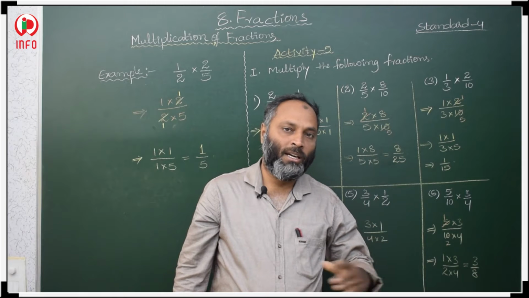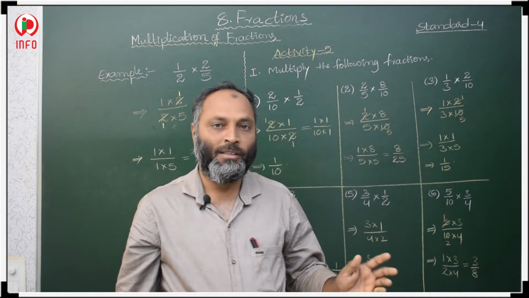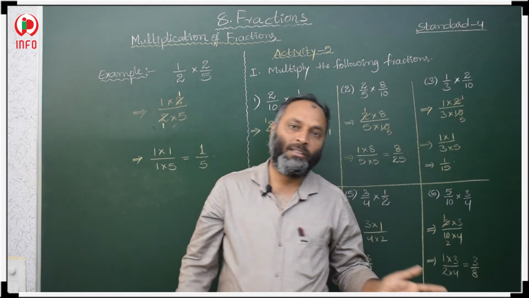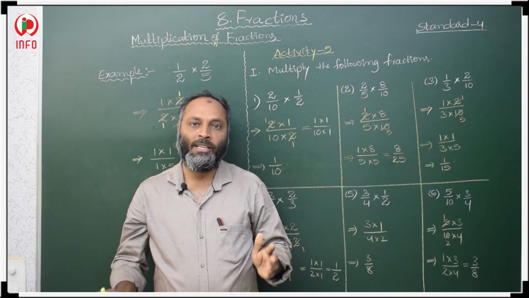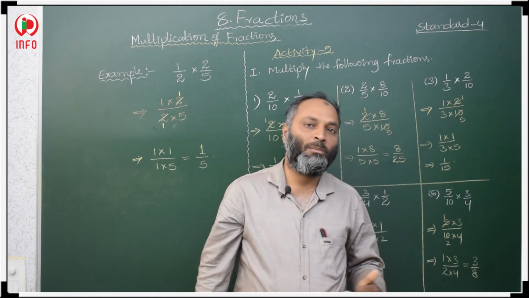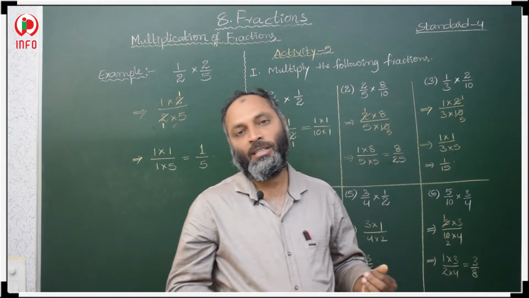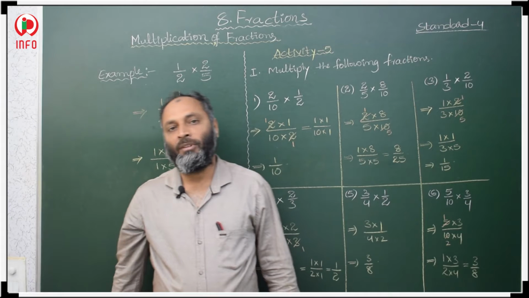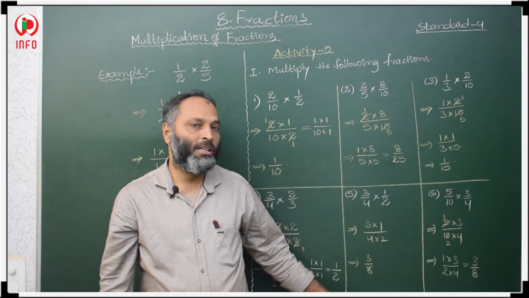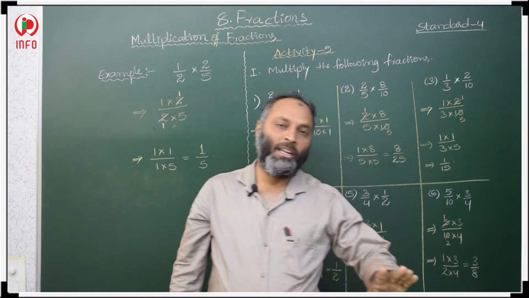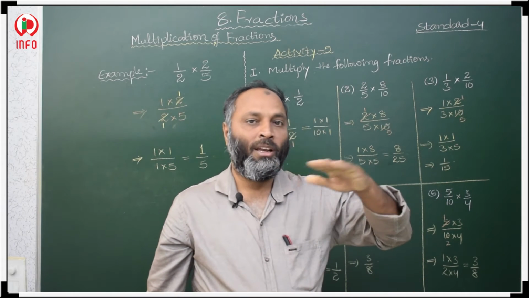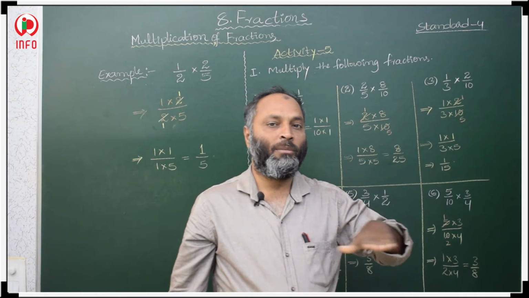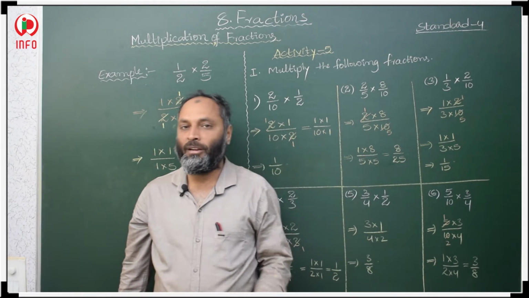Multiplication is totally different from addition and subtraction. In addition and subtraction, how do we simplify? By taking the LCM, and so we simplify there. But here in multiplication it is not like that. No need to take any LCM, you just have to multiply numerator with numerator and denominator with denominator.